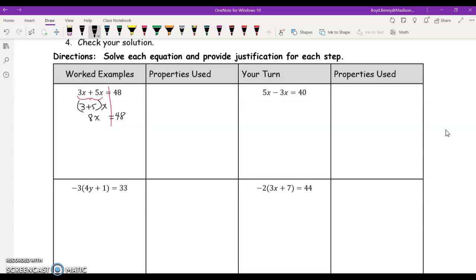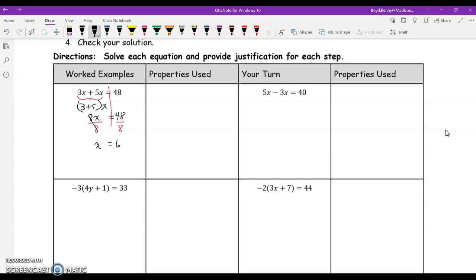And then, so what would we do next? Well, I notice over here that this is multiplication, 8x. When I put those side by side like that, that's a multiplication problem. We just don't put the dot in there or the multiplication symbol. So to undo multiplication, as we know, we need to divide by whatever x is being multiplied by. So when I divide 8 by 8, I get 1 or just x. And then when I divide 48 by 8, I get 6. Okay?